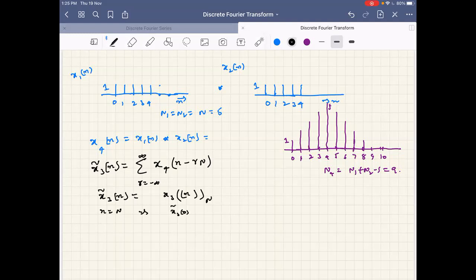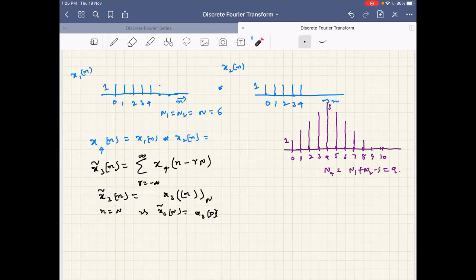X3 tilde of n, sorry, implies x3 tilde of n is equal to x3 of 0, because it repeats, right? So this periodicity can be written compactly like this. If you want to relate the periodic sequence and aperiodic sequences, we can write it through the modulo n operation. One period of it is exactly the same as this aperiodic sequence.